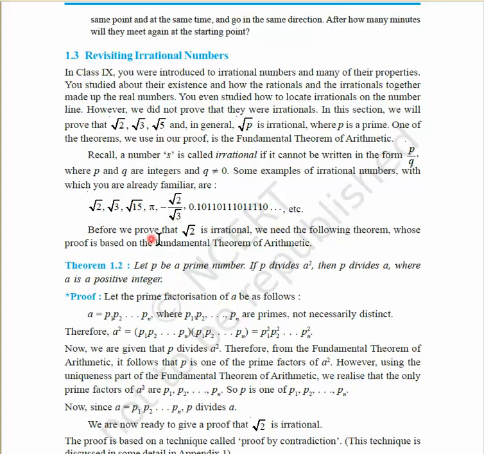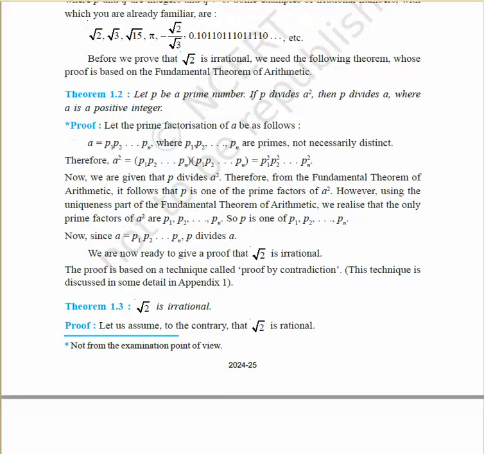Some examples of irrational numbers which you are already familiar with are root 2, root 3, root 15, and so on. Before we prove that root 2 is irrational, we need the following theorem, whose proof is based on the fundamental theorem of arithmetic. The theorem is: let p be a prime number. If p divides a square, then p divides a, where a is a positive integer.